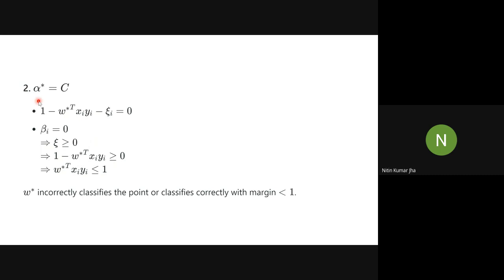Okay, so it means that for any data point, if the value of alpha is equal to C, then that point is either incorrectly classified, or if it's correctly classified, then it must lie within the margin. Okay.